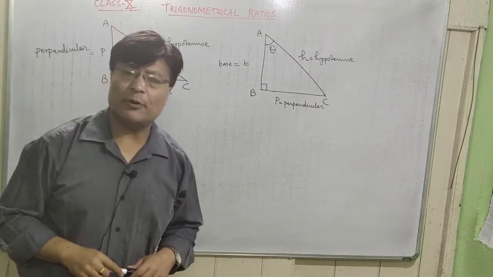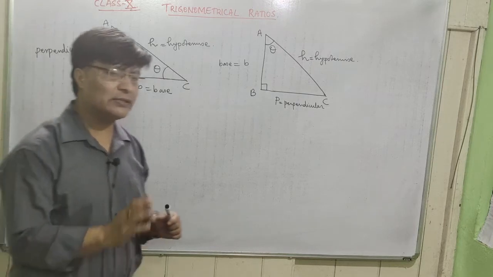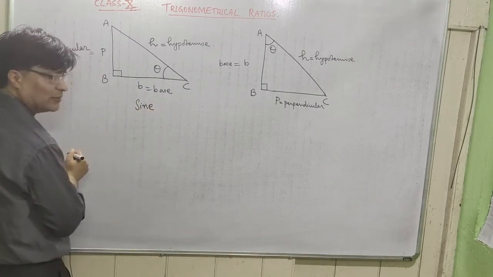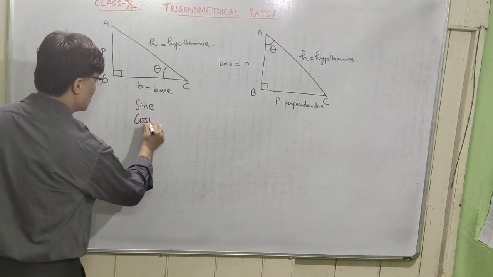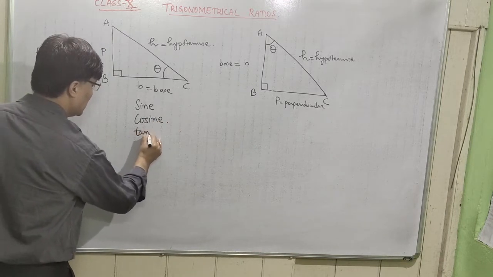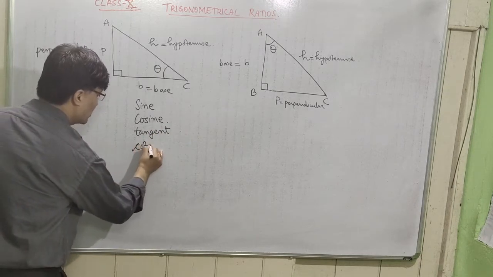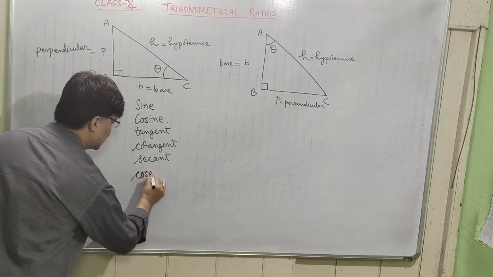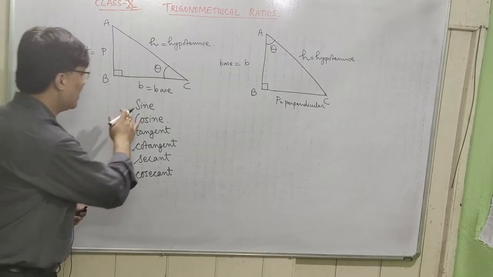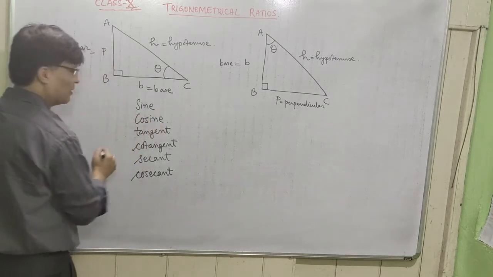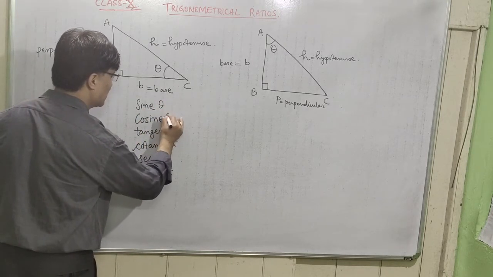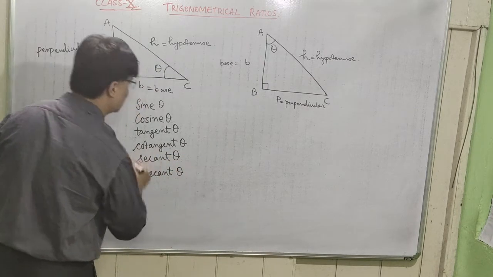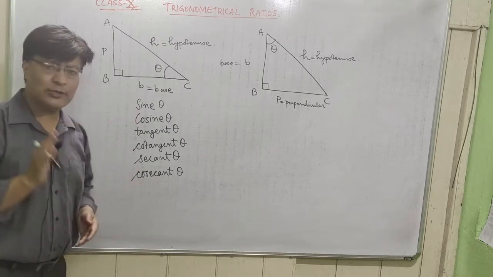So now let us discuss the trigonometrical ratios. There are 6 types of trigonometrical ratios. One is sine, other one is cosine, other one is tangent, other one is cotangent. Next one is secant, and the other one is cosecant. Okay? Whenever we take these trigonometrical ratios, you have to take them with an angle. That is sine of theta, cosine of theta, tangent of theta, cotangent of theta, secant of theta, cosecant of theta. So these are the 6 trigonometrical ratios.